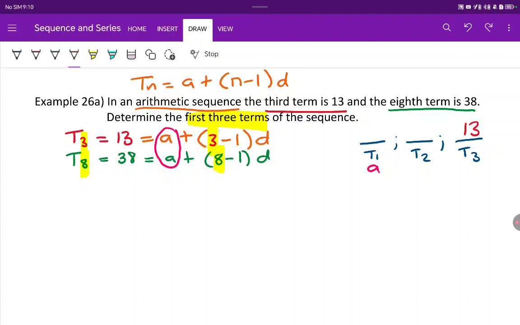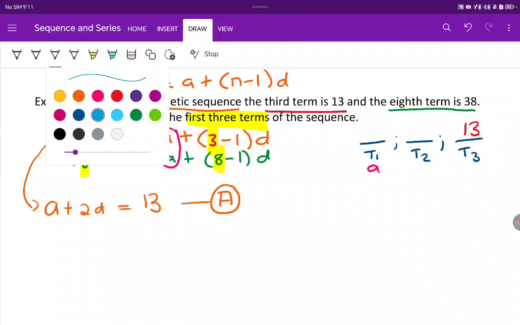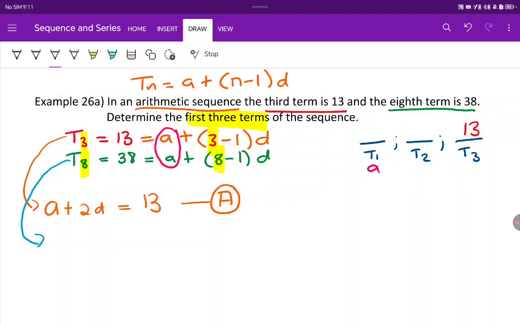So let's do the orange one. We're going to say a plus, now 3 minus 1 is 2, right? So that's 2 times d. Can we say a plus 2d is equal to 13? That's the orange one, and we name this one equation A. Then we can take the next one. Can we use blue for this one? Because I use green for something else. So here we're going to say a plus, 8 minus 1 is 7, so 7d equals 38. We name this one B.